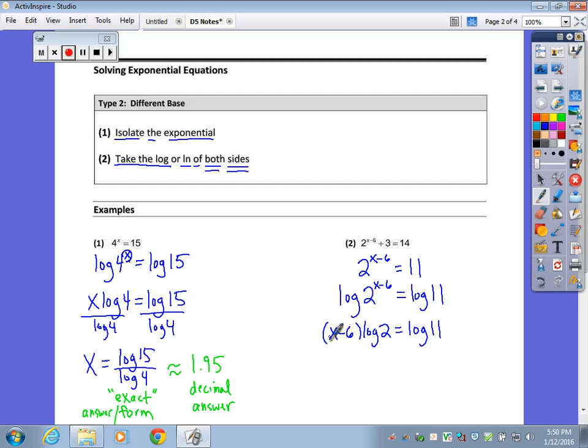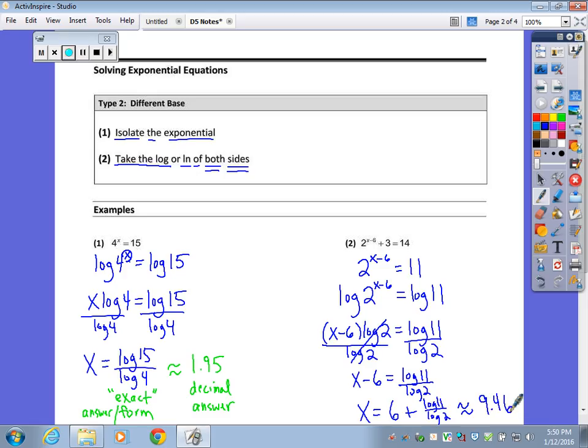In order to get x by itself, right now it's being multiplied by log 2, so I divide by log 2 on that side. Divide by log 2 on that side. And I'm left with x minus 6 is log 11 over log 2. And then I want x by itself, so I add the 6 over. Okay, that would be the exact answer. And if I type that into my calculator, I would get approximately 9.46.